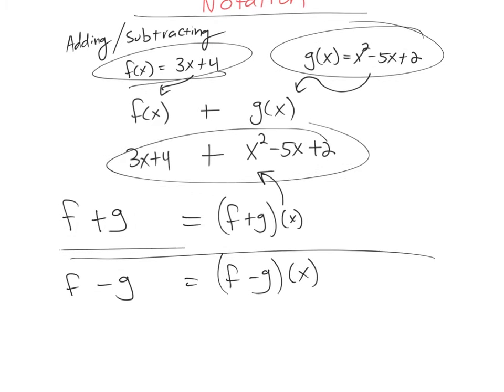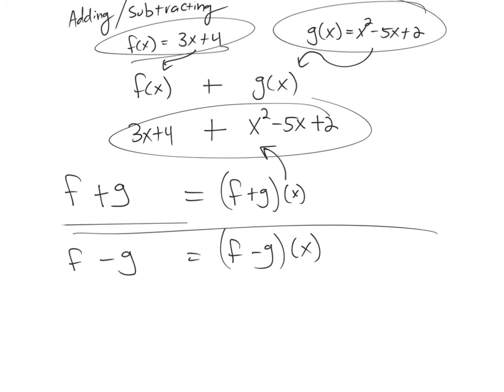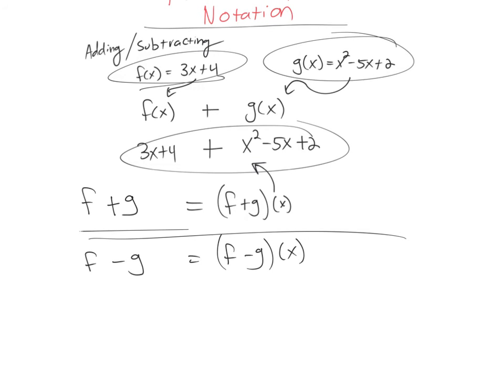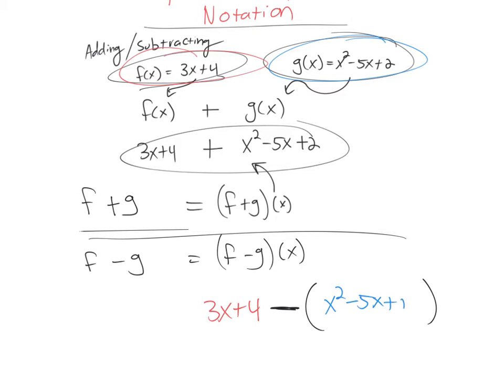Now be really, really careful when you do this. If you're writing f minus g, and I'll zoom out just really quickly, and I'll do the f in red and the g in blue. If I'm taking f, it's saying f is 3x plus 4, and I'm subtracting all of g. This is a big old subtraction problem, so x squared minus 5x plus 2, you'd need to be sure to distribute that before you simplify. So just a word of warning.